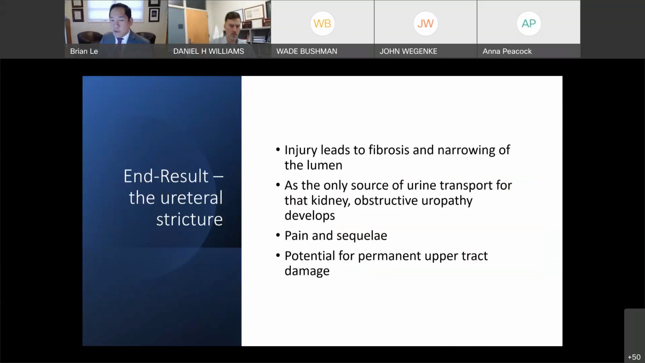And the end result of all of these injuries is the ureteral stricture itself. So the injury leads to fibrosis and narrowing of the lumen, and the ureter is the only source of urine transport for that kidney. Obstructive uropathy may develop, and then can lead to potential permanent upper tract damage and all the sequelae of obstructive uropathy that we're all too familiar with.